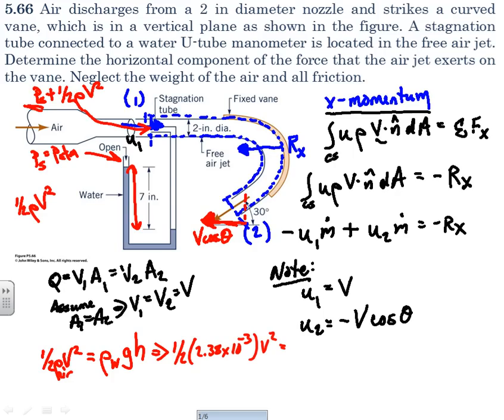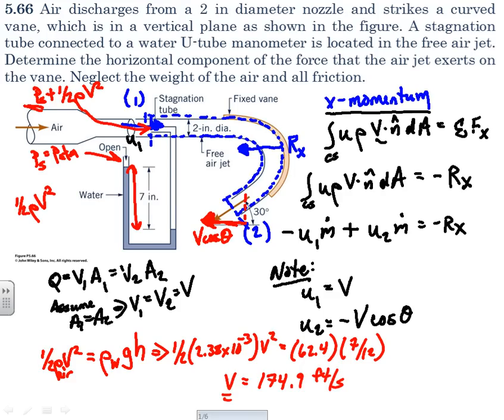rho of water times g, which is the specific weight. And for water, we know that's 62.4. And times h is 7 inches, so I'll put 7 divided by 12 to put it in feet. One equation, one unknown. I can solve for the velocity. And the velocity of my airstream is then 174.9 feet per second. So now I've solved for V, so that's good because I need that for my momentum equation.